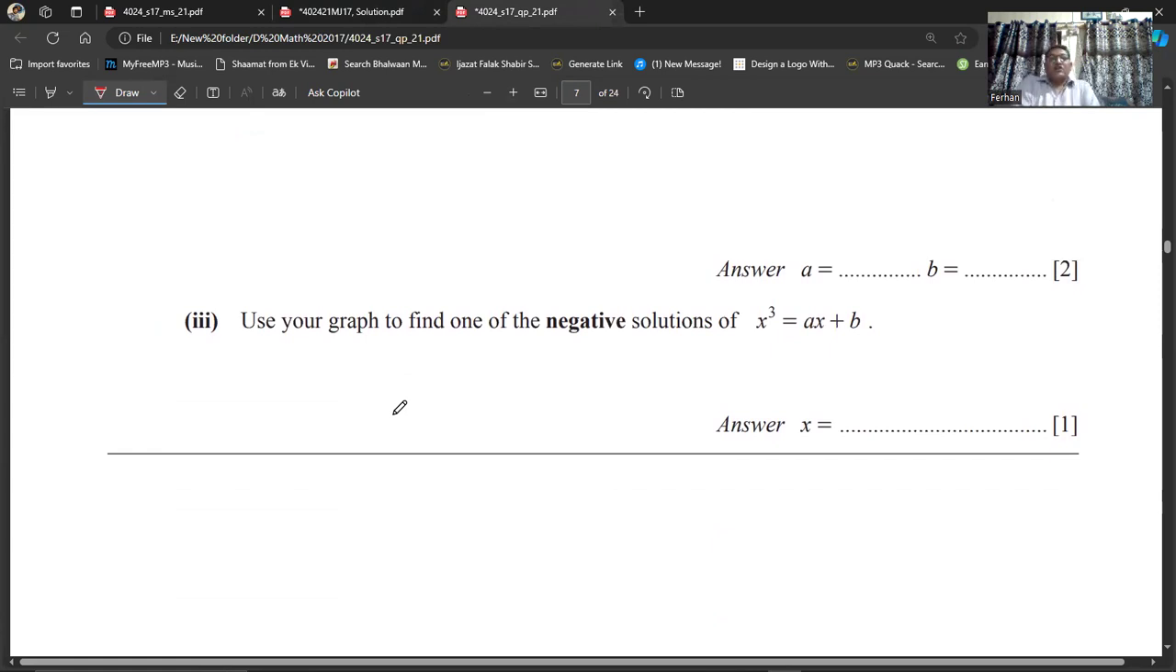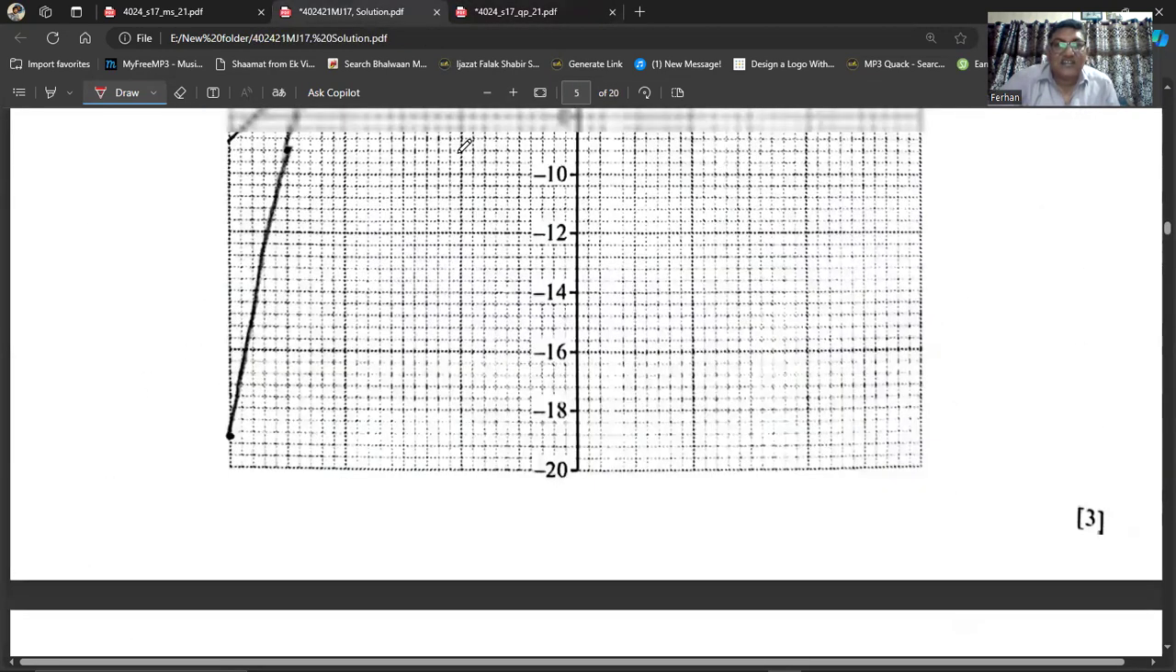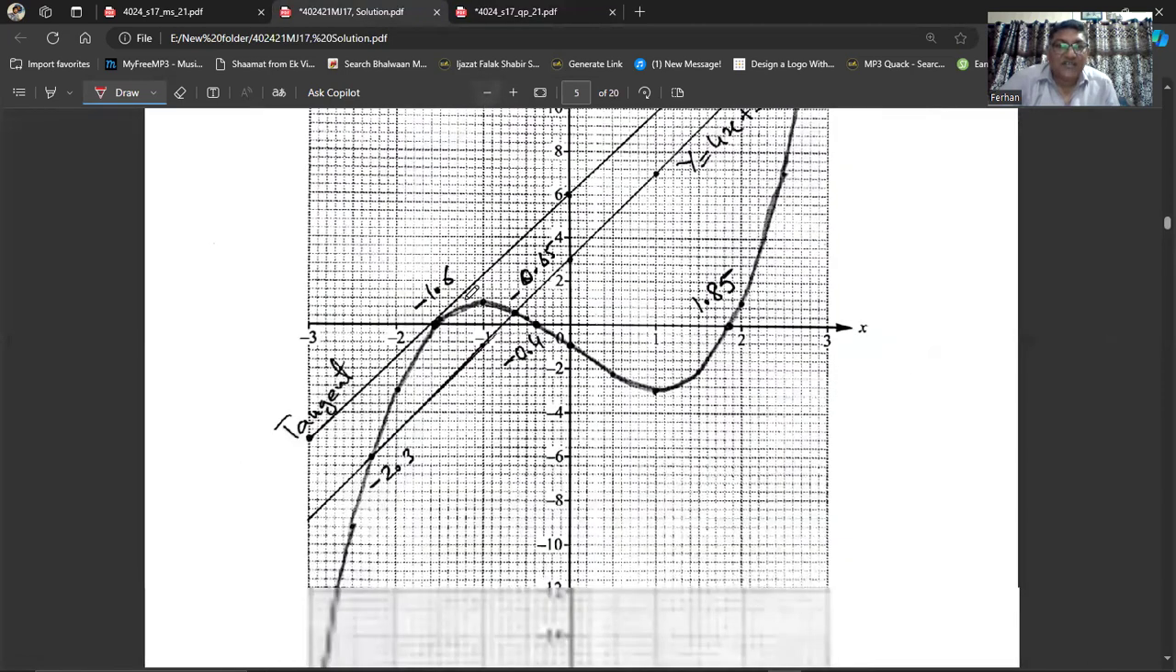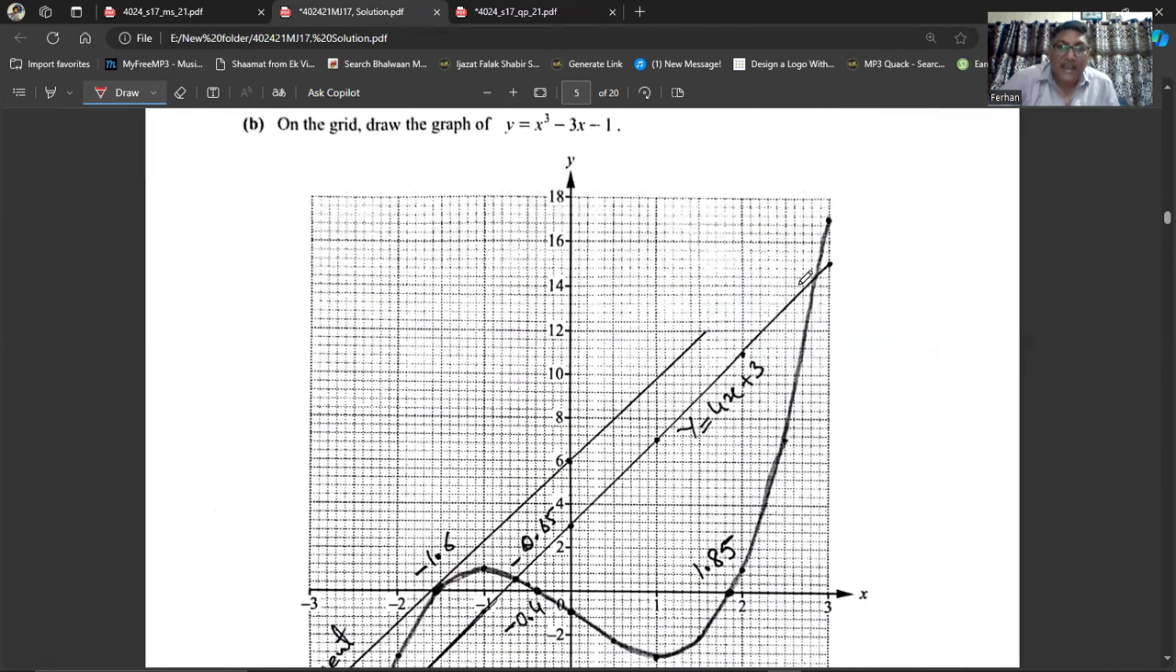This is the third part. Use your graph to find one of the negative solutions of the x cubed equals ax plus b. So where this line and the curve intersect each other, I will note down their x coordinates. So the line and the curve intersected here and here and here.